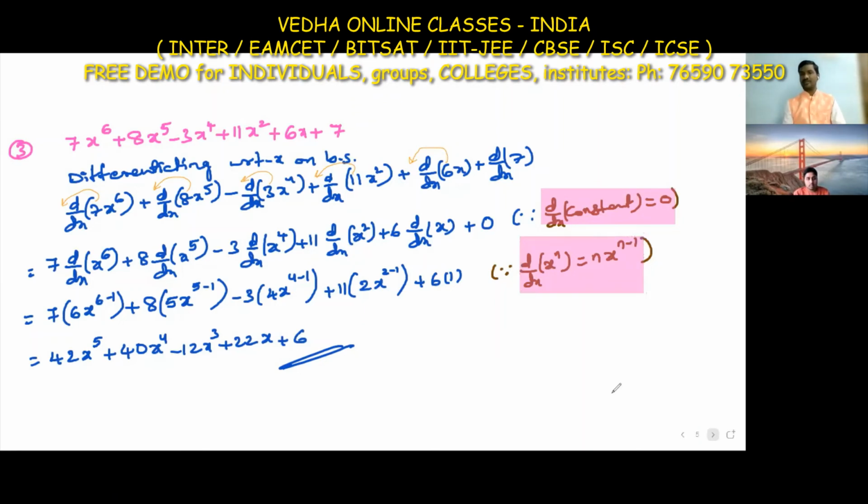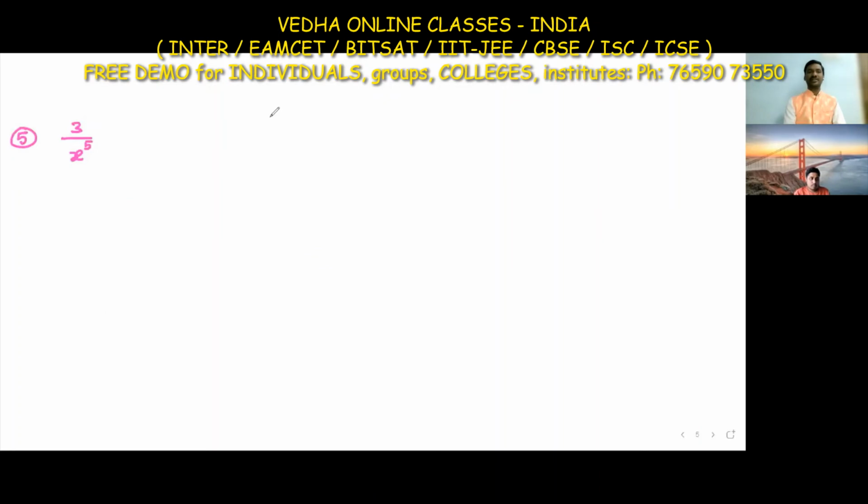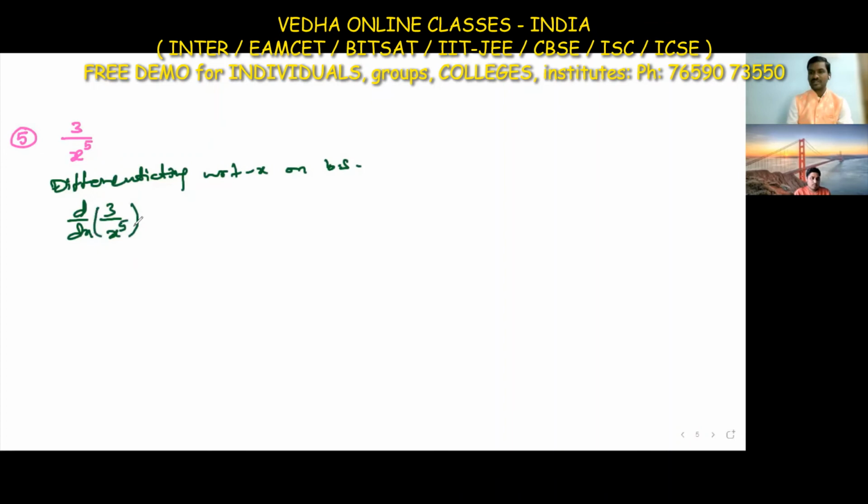So now next question, 3 divided by x to the power 5. So now I am differentiating with respect to x on both sides. If we differentiate with respect to x on both sides, then what we get? d by dx of 3 divided by x to the power 5.